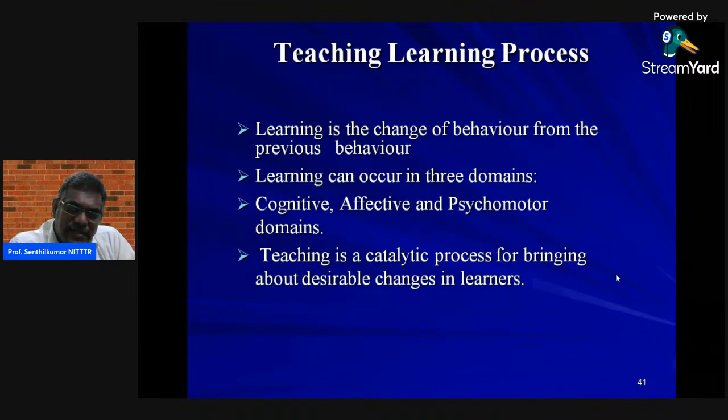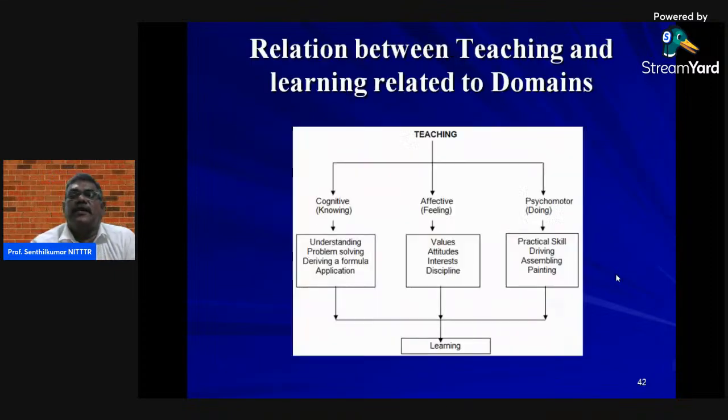Teaching learning process. I already told you that in teaching, with different approaches, we have to engage the student. But the students must also be capable of learning, and they have to cooperate for the engagement. Learning can occur in three domains: cognitive, affective, and psychomotor. That I already told. Teacher is a facilitator. Teaching is a catalytic process bringing about desirable changes in learners.